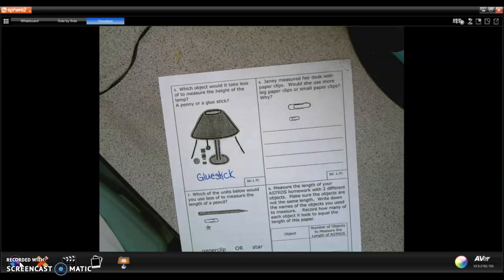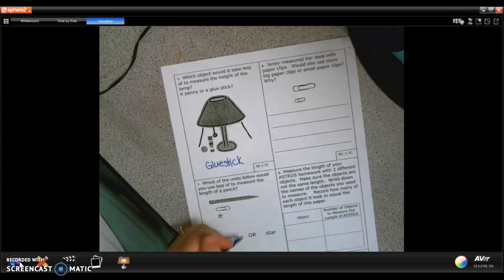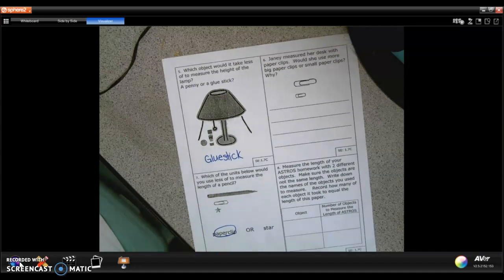Which of these units below would use less to measure the length of a pencil? So I'm looking for which one is a smaller unit. The star would take more, the paper clip would take less. So I'm going to want the paper clip because I'm going to need less paper clips to equal the pencil.